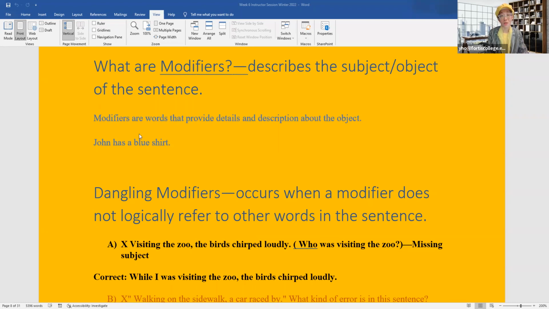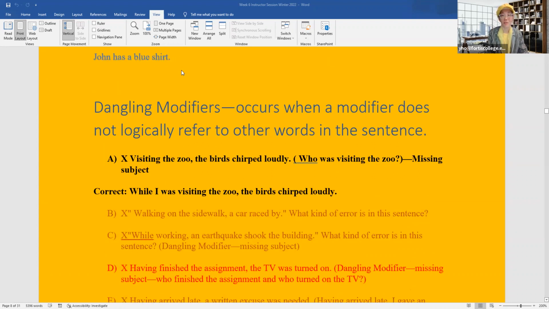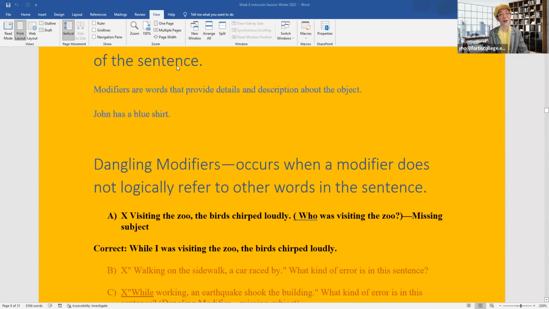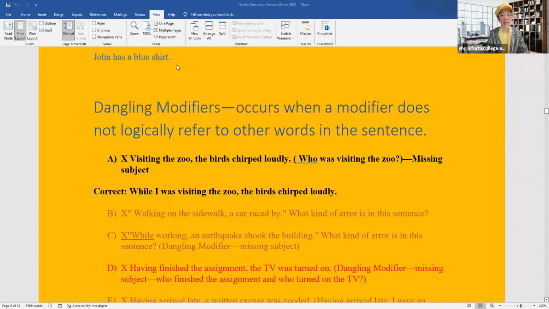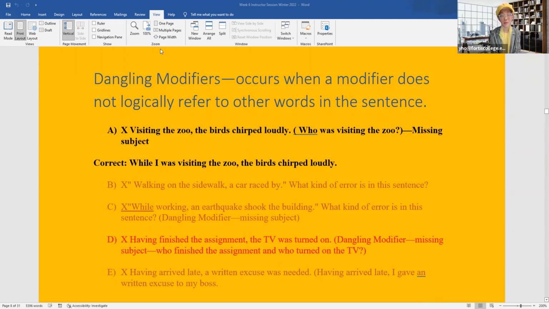And so when we modify something, an example of modifiers are adjectives. So whenever you describe the subject: red house, blue shirt, wooden table, boring teacher. And so boring is the modifier that modifies the noun teacher. Although I don't count myself as boring. So there are two kinds of modifiers, and they're all errors that people make in their essays. You have a dangling modifier. A dangling modifier occurs when a modifier does not logically refer to other words in the sentence.